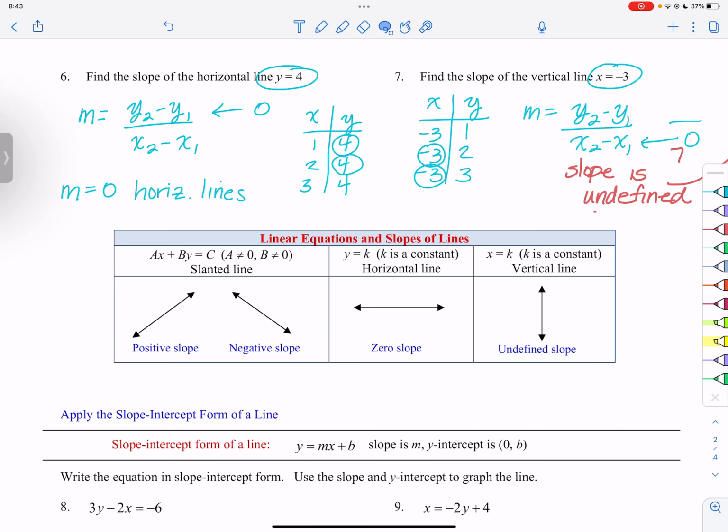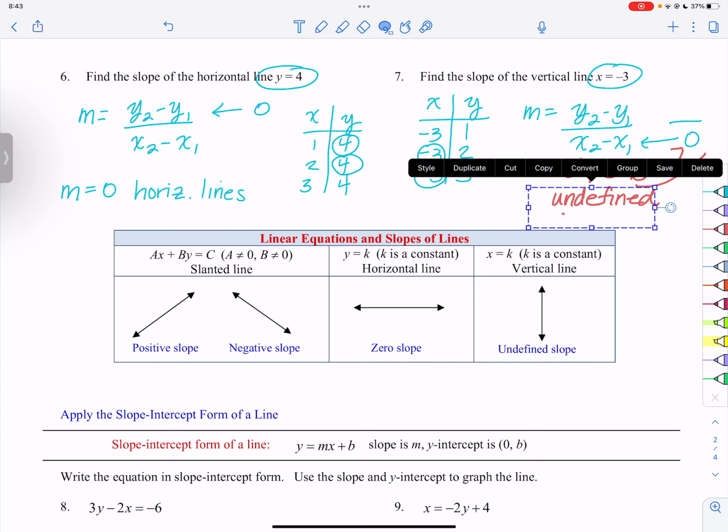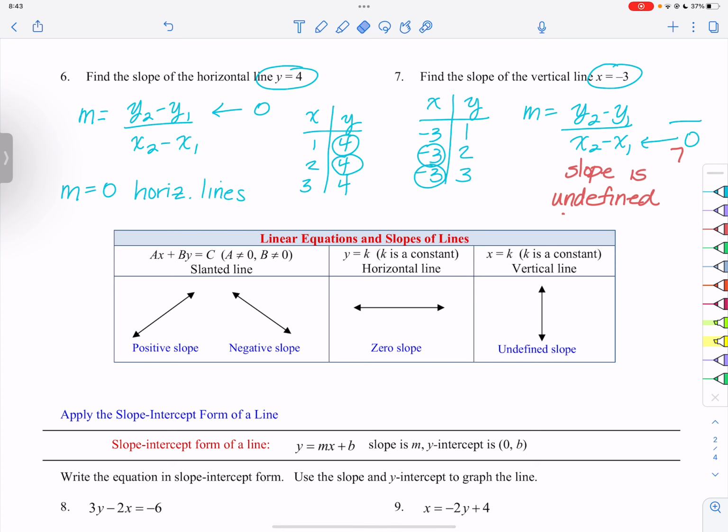I kind of made a mess out of that. I could just move that over here. And as you can see, we just have that our slope is undefined. And that would be for any vertical line.